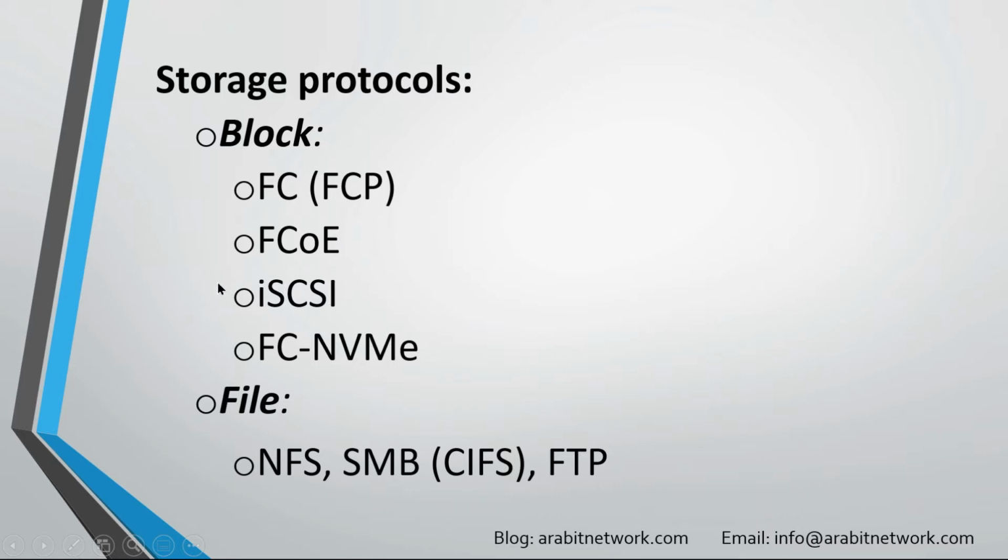iSCSI is also a block storage protocol, but it's not like Fibre Channel. It can't have its own physical media for transfer. So the main physical medium it uses is the Ethernet cables and the Ethernet switches.